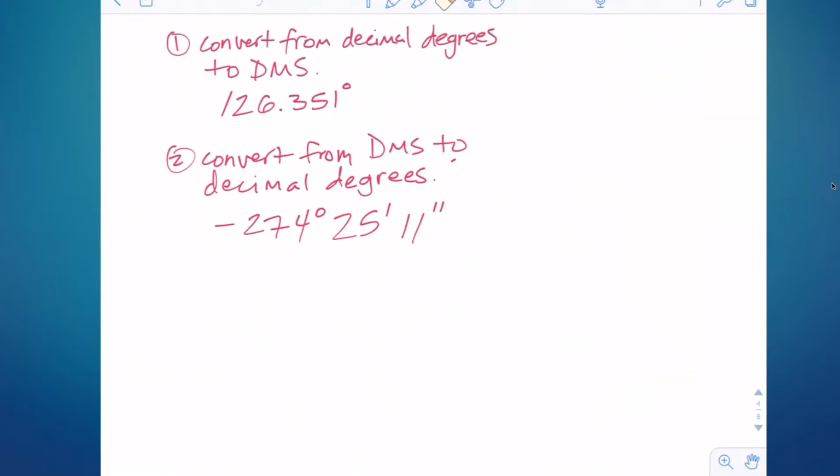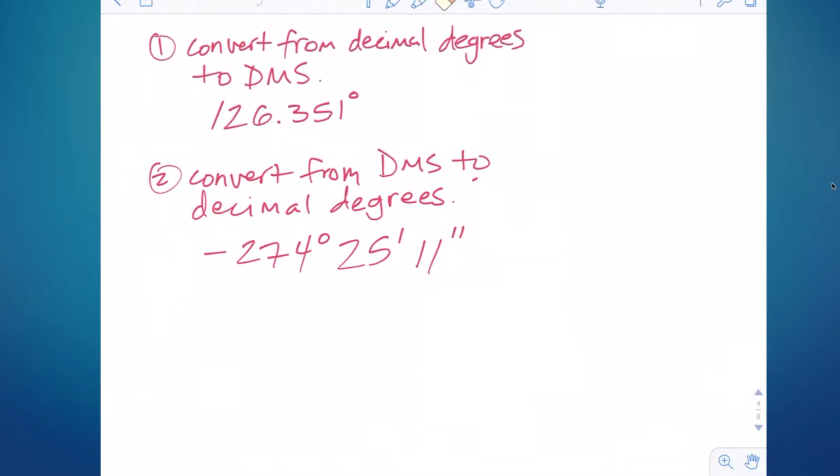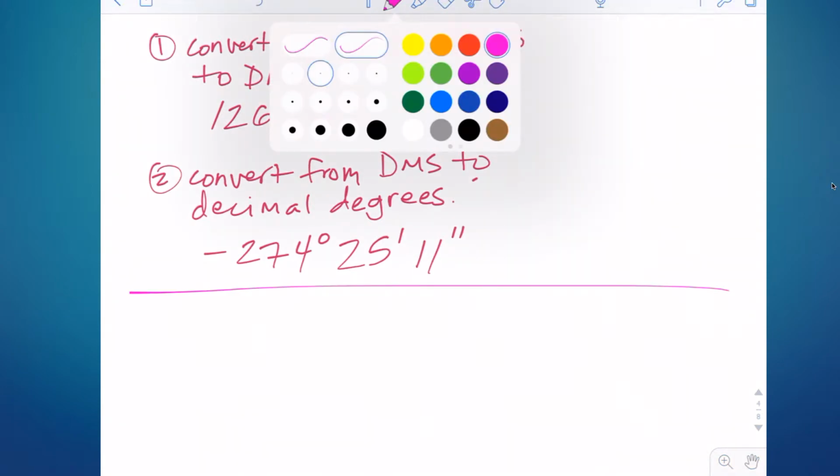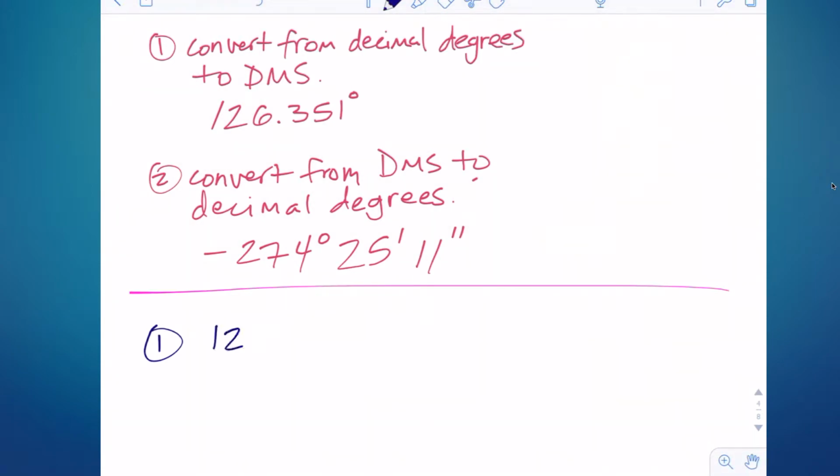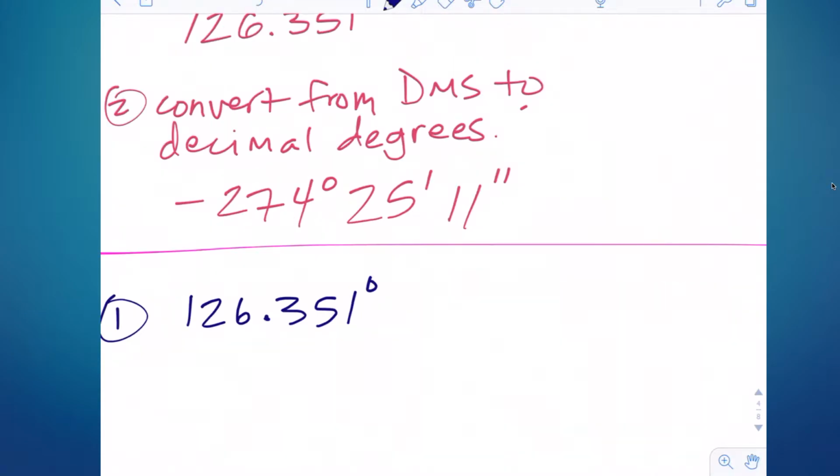And on number two, we're doing it in reverse. We have degrees, minutes, seconds. We want to convert it to decimal degrees. Both of them are measures of rotation, and they're both degree measures of rotations. So here's what you'd have to show me then on the quiz. Number one, we're starting with 126.351 degrees, and we want to convert it to degrees, minutes, seconds.